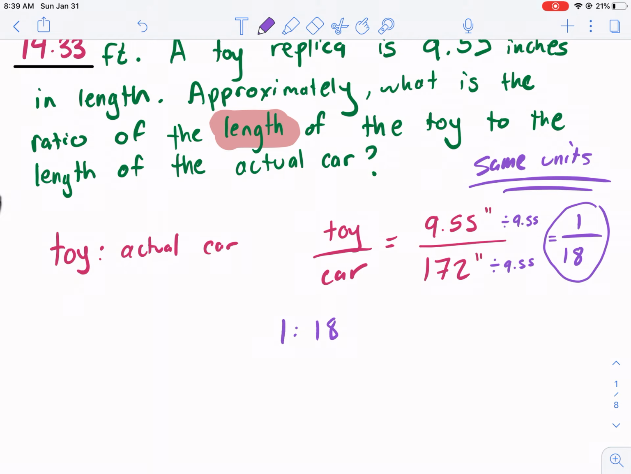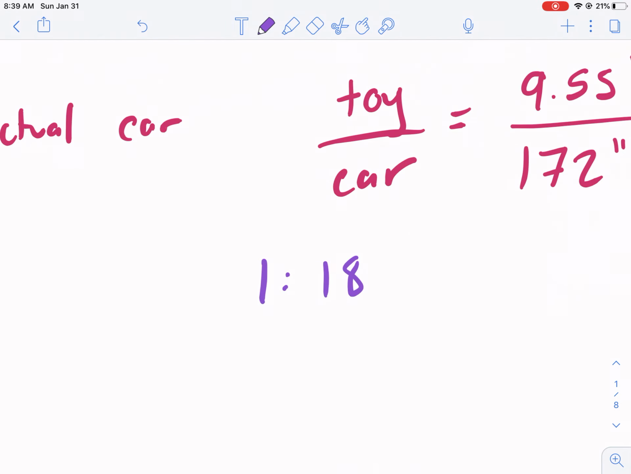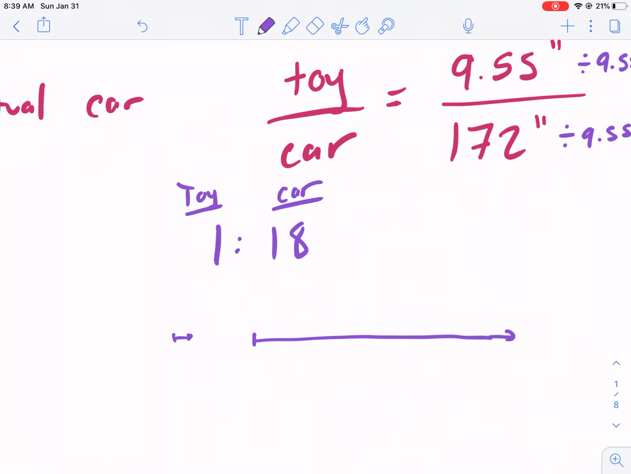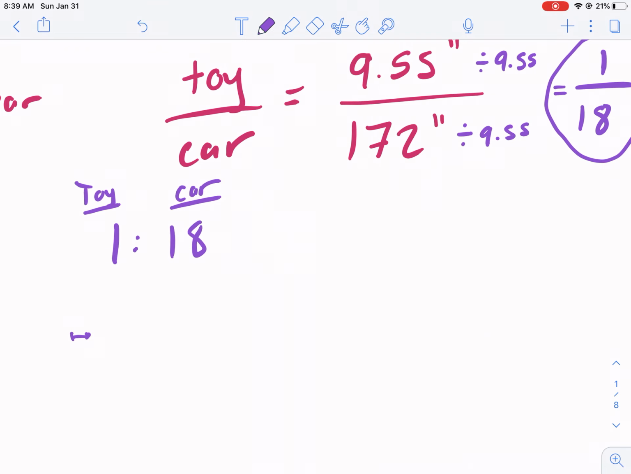Okay, what does that mean? That means for every inch that the toy is long, the car is 18 inches long. So for every 1 inch of the toy, we're going to have 18 inches of the car, and it's probably even longer than that. But just to give you a scale, if I lined up 18 of those little lines, that would give us a scale. That's about right. That probably is about 18.